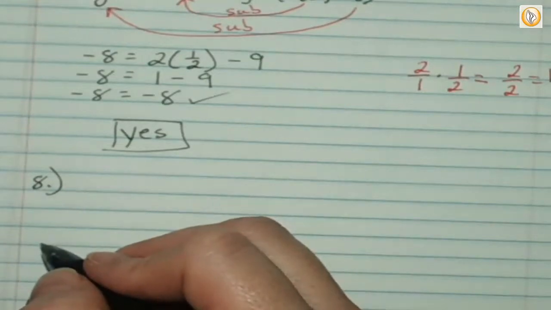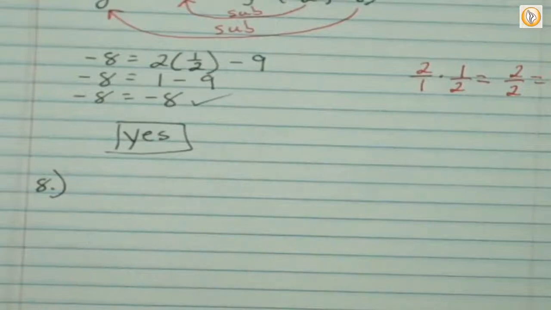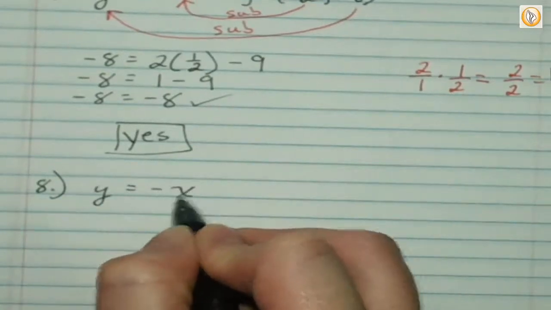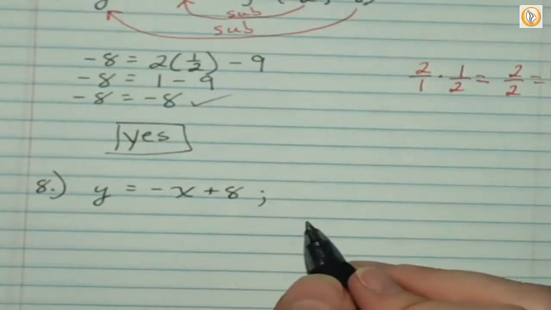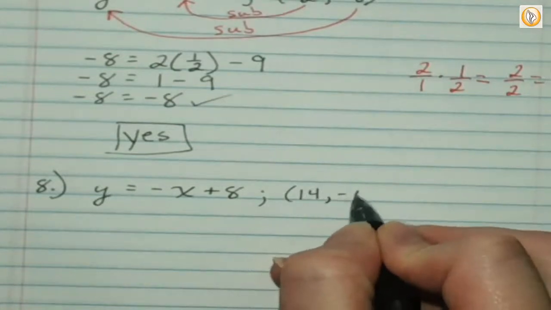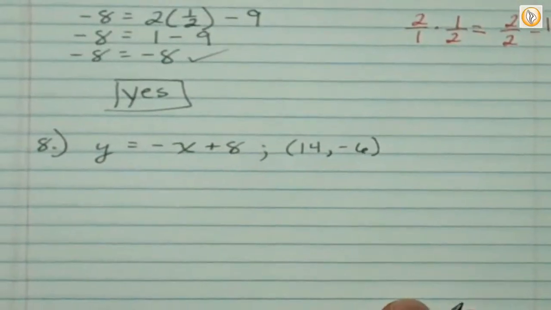Michaela, read the directions. Is the given ordered pair a solution to the equation y equals negative x plus 8? Okay, so you can circle that, highlight it, put a star, but that equation is what you're using for those problems. Y equals negative x plus 8. And number 8, the ordered pair is 14 and negative 6. So you're basically doing the same thing.